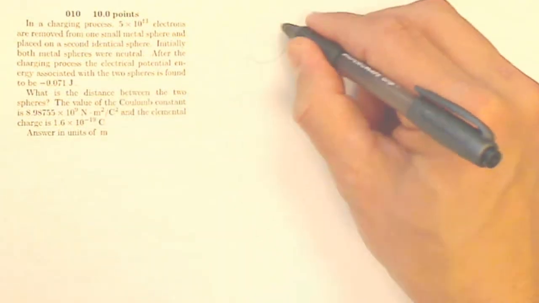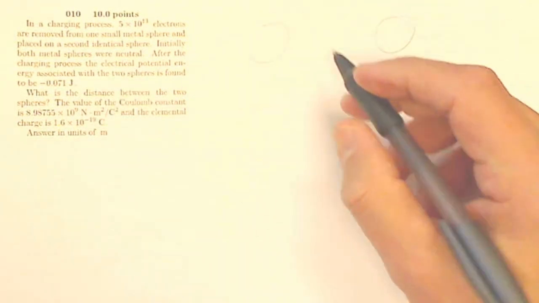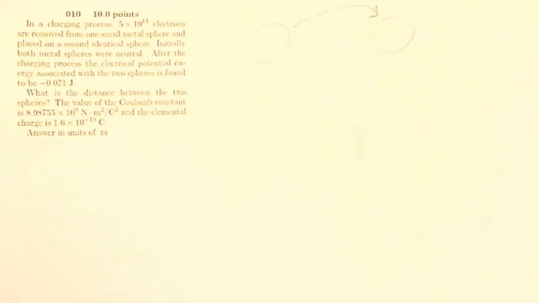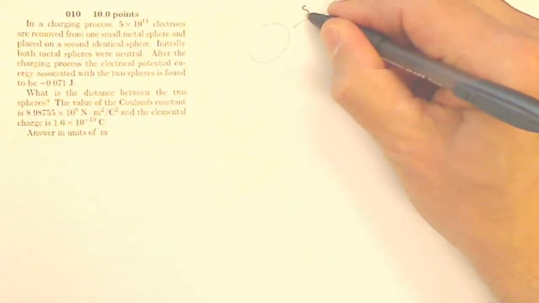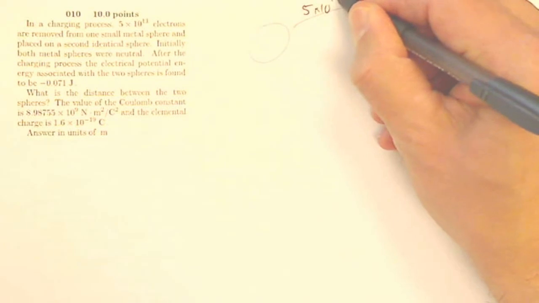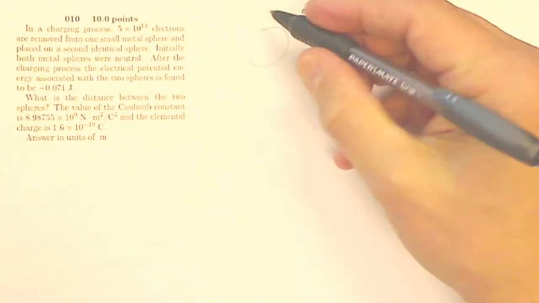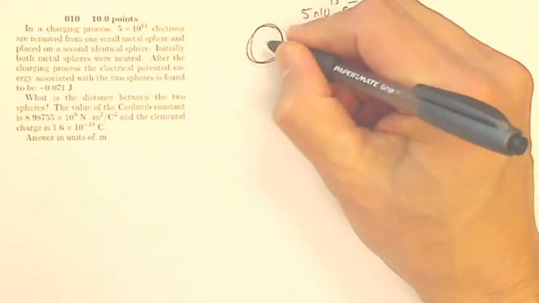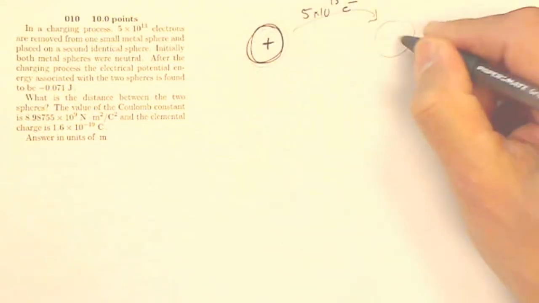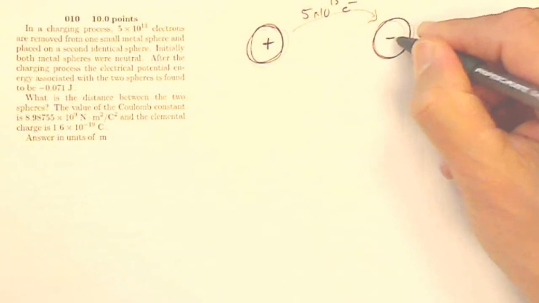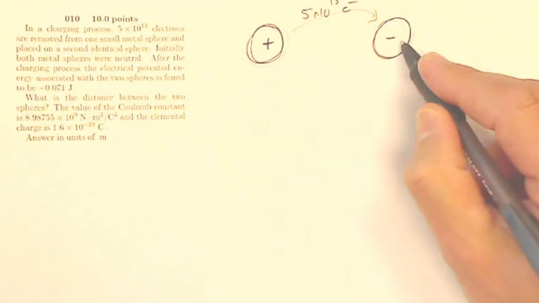So I've got one sphere, I've got another sphere, and somehow I'm going to move charge from one to the other. So I'm going to move my 5 times 10 to the 13th electrons from here to here. What that means is that this one, since it lost electrons, is going to become positive, and this one, since it gained electrons, is going to become negative. How much positive and how much negative?